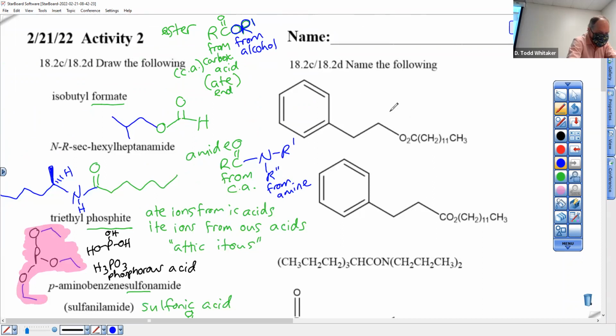Okay, so what do we have here? Are these the same molecule? Did Dr. Whitaker make a mistake? No, he did this on purpose to show you the direction you type the CO2 is very important. CO2 that way means the carbonyl is on the right of this molecule. Then 11 CH2s after the carbonyl. 2, 4, 6, 8, 10, 11, and then one more. And then the O is here.